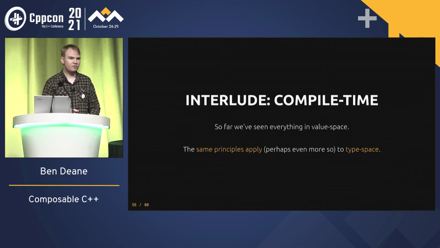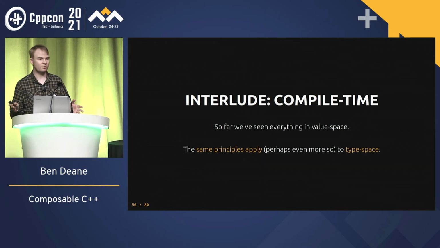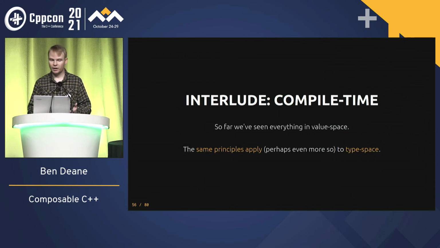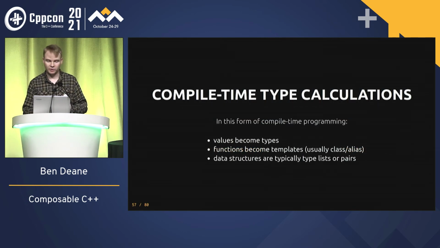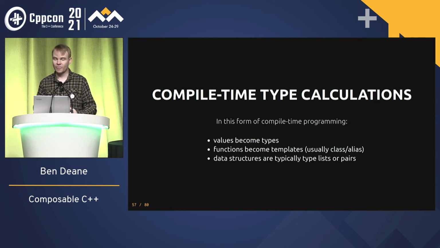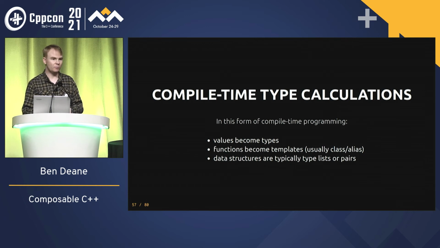Okay. So far, everything I've talked about has been object orientation, function level, type level, runtime. I want to take a bit of a compile time interlude because the same principles apply, perhaps even more so, when we're working in type space. It may or may not surprise you to know that I do a lot of compile time programming, and that involves a lot of things like type list manipulation. So in compile time programming, values become types, and pretty much the one collection that is used over and over again is the type list.